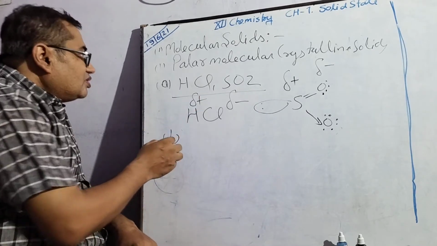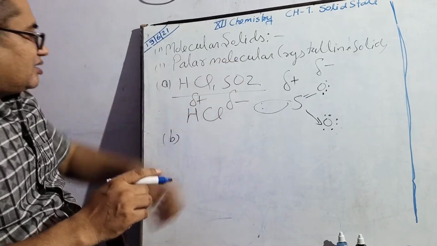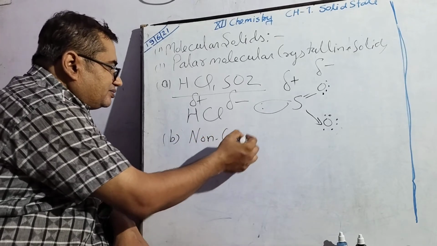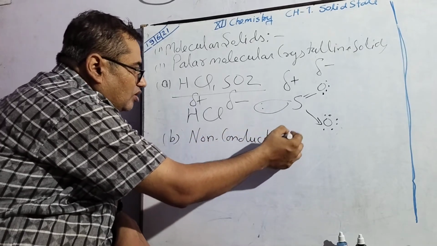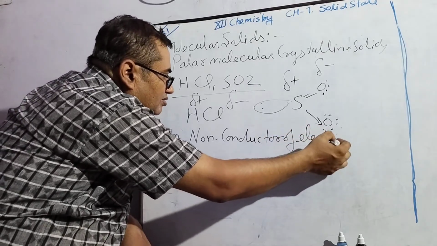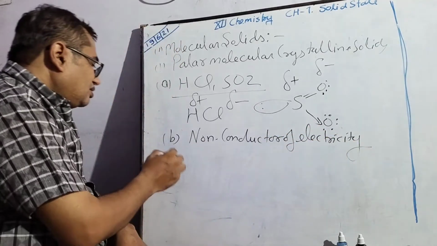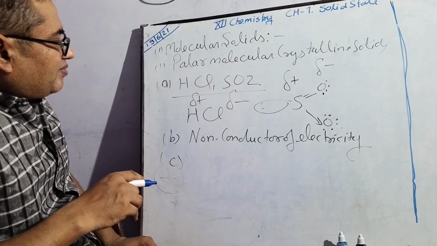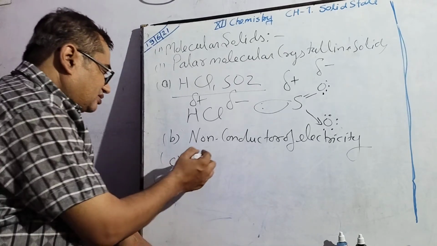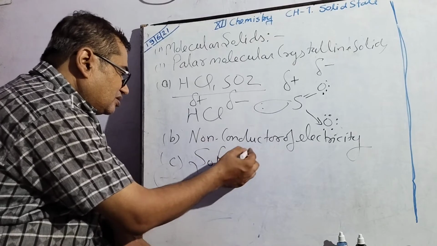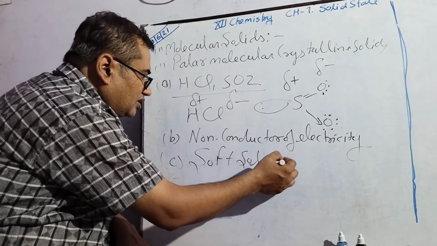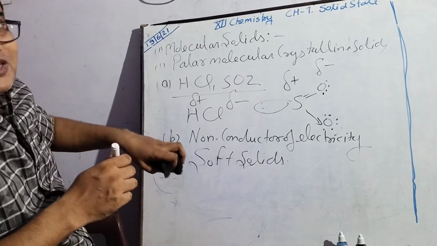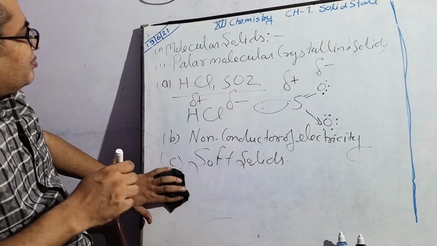Another thing: all polar molecular solids are non-conductors of electricity. And all polar molecular solids are soft solids. So this was an example as well as some different properties of the molecular solids.